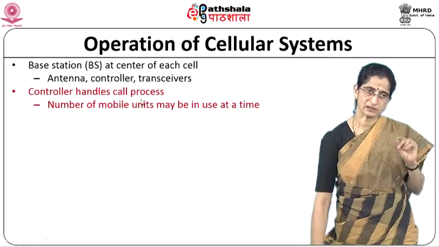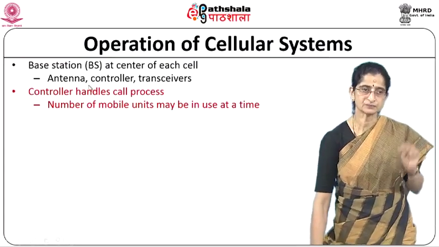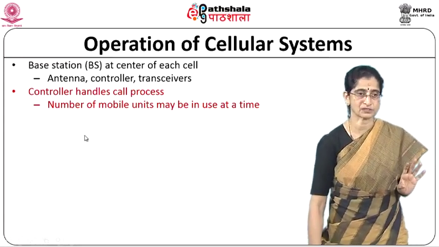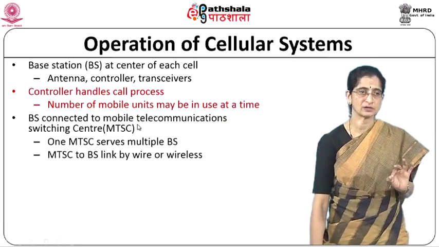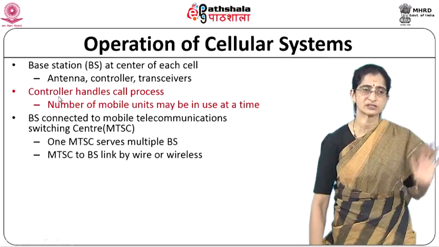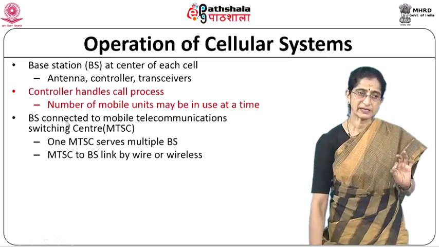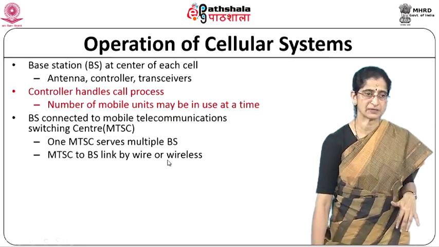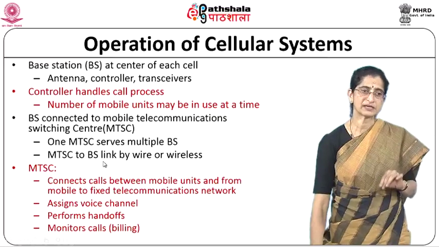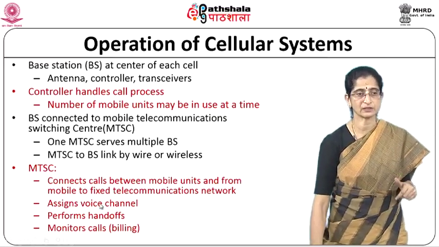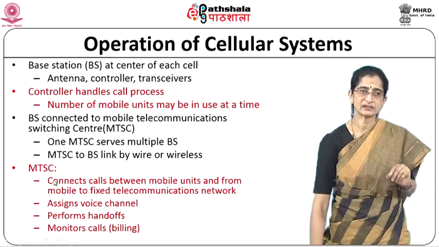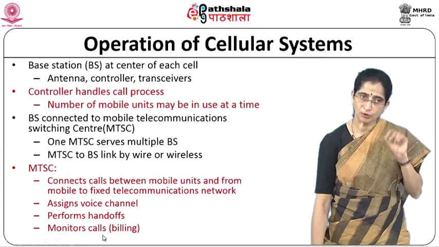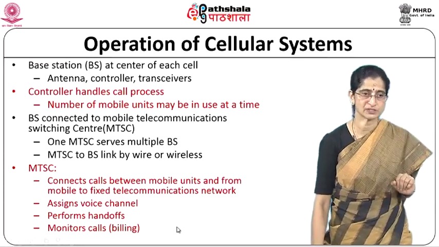As we said earlier, the base station is at the center of each cell. It has an antenna, controller and transceivers, and the controller in it handles the entire call process. The number of mobile units in use at a time can be any number, and all that is to be handled by the controller. The BS is connected to the mobile telecommunication switching center, MTSC, and one MTSC can serve multiple BS. The MTSC to BS link may be wired or wireless. The mobile switching center is responsible for assigning voice channels, performing handoffs, monitoring calls, and billing.